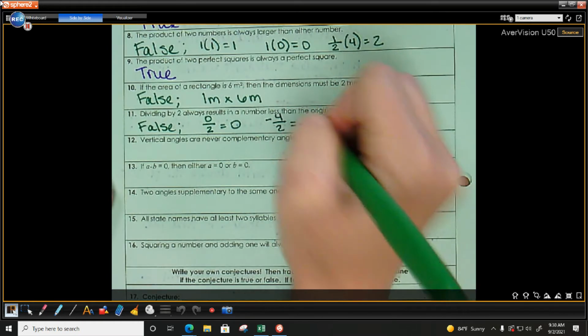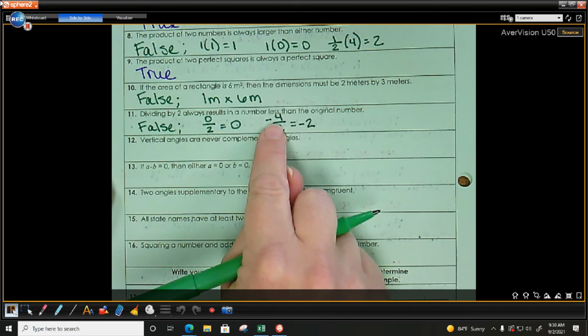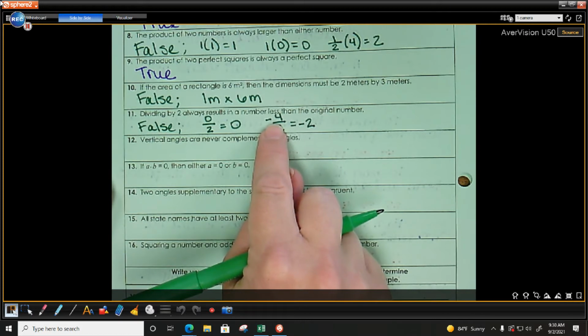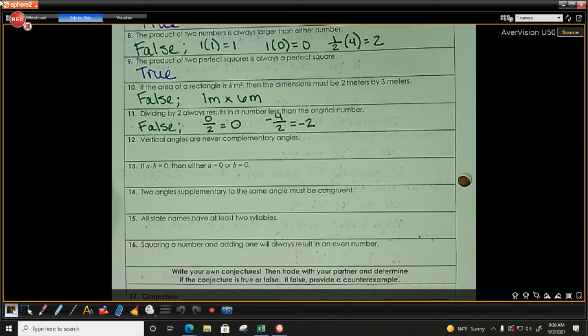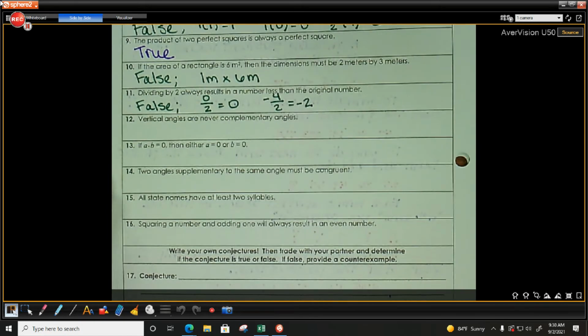Is that smaller than the original? No. It's larger. Okay, so this is not true. Okay, vertical angles are never complementary angles. So this takes into last unit's knowledge of vocabulary. What are vertical angles, guys?